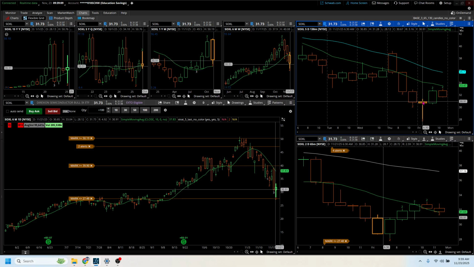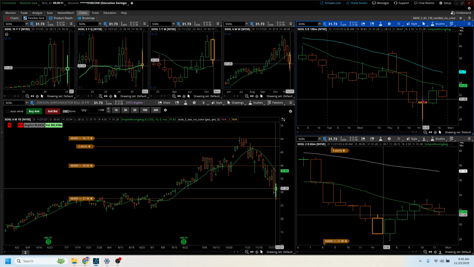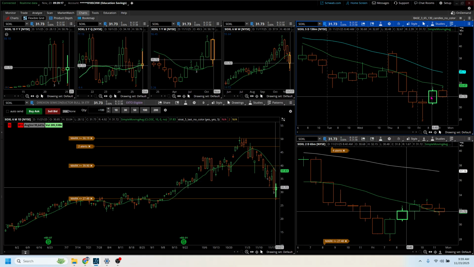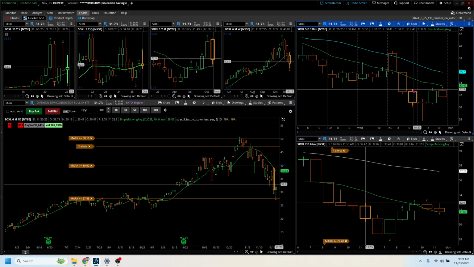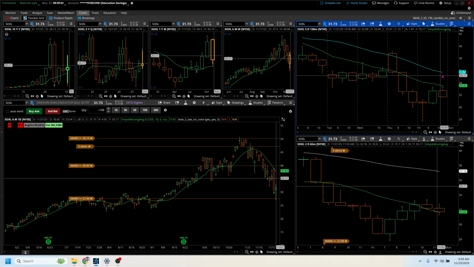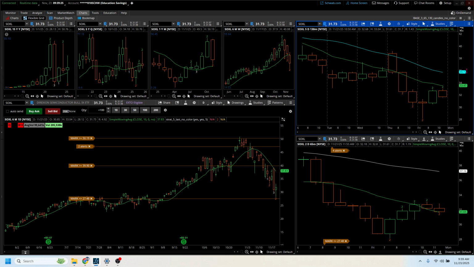And for the 130-minute, you got to be patient. You got to let this candle close. And then when it triggers at 31.29, you're taking this trade all the way back up here to your target, 32.87. So that's how you use the 130 minutes with regular hours as far as trading a choppy market.